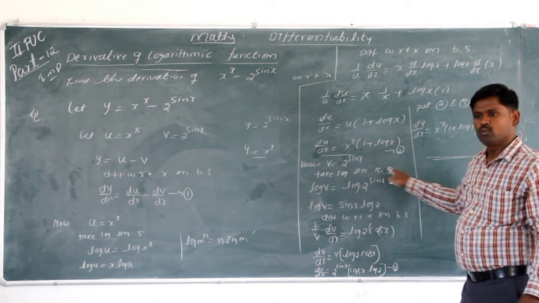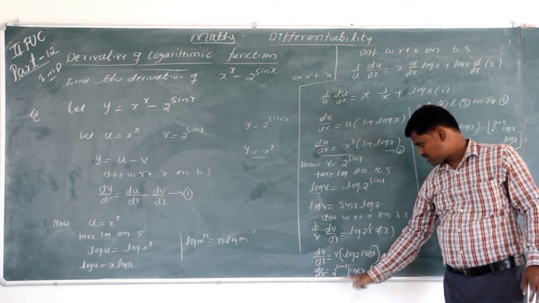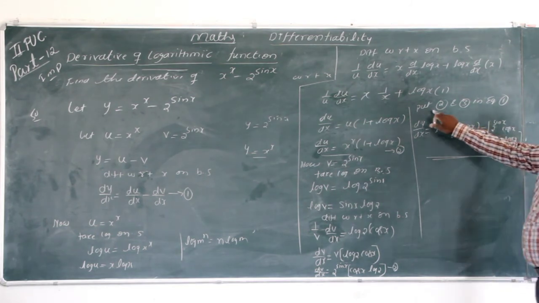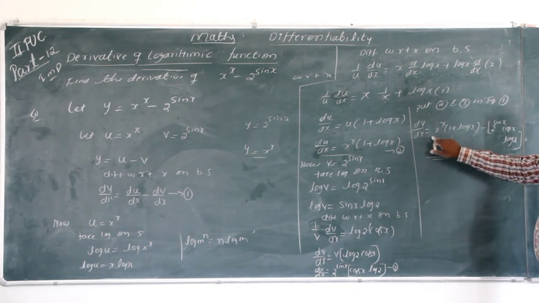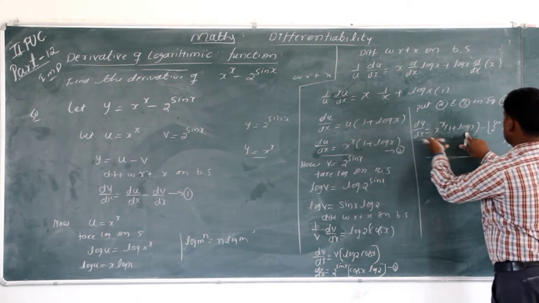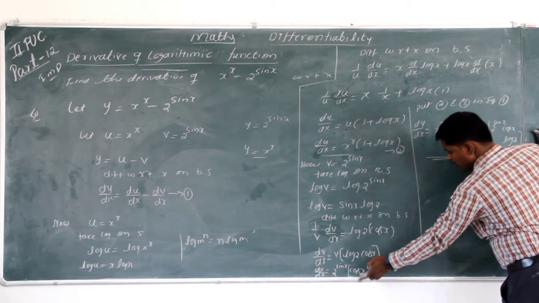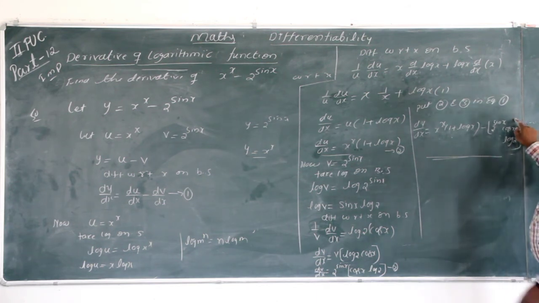Now dv by dx is 2 to the power of sin x into cos x into log 2. So put values 2 and 3 in equation 1. Then we get dy by dx is equal to x to the power of x into 1 plus log x minus 2 to the power of sin x into cos x into log 2. Here, multiply this by log 2.